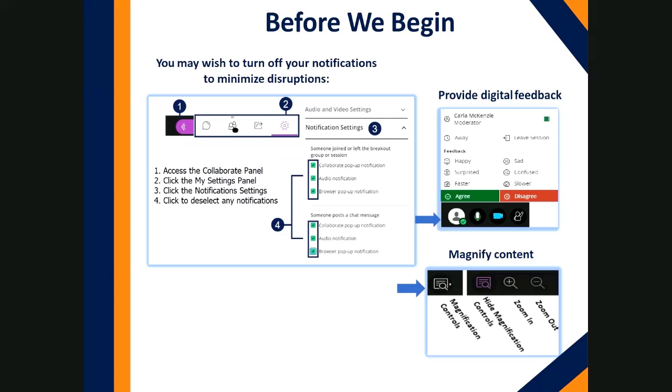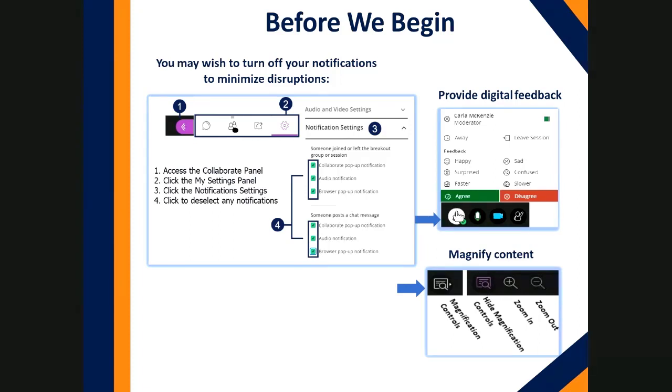Before we begin, you may wish to minimize any disruptions to the session. You're welcome to click the purple tab in the lower right corner. That will open up this additional panel, and then you can click on the gear, which is the My Settings panel, and then in the notification settings, you're welcome to select or deselect any of the notifications that you may find slightly disruptive today. In addition, you're certainly welcome to magnify any content that you see on the screen by clicking the magnifying glass in the upper left corner. Once you do that, this panel will open and you will be able to zoom in or out of any content that you see on the screen today.